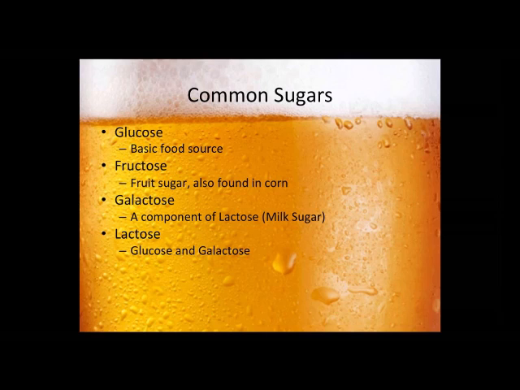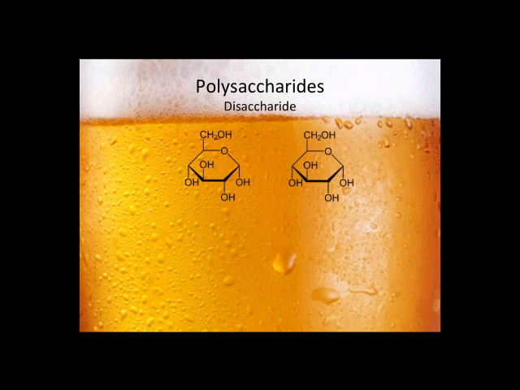Lactose is a combination of glucose and galactose. It's a polysaccharide, meaning poly, more than one sugar, multiple sugars. And sucrose, this is our table sugar. It's glucose and fructose together. So how do we make a polysaccharide? Polysaccharide, simplest one would be disaccharide, meaning 2 sugars. So here we have 2 glucose molecules coming together.